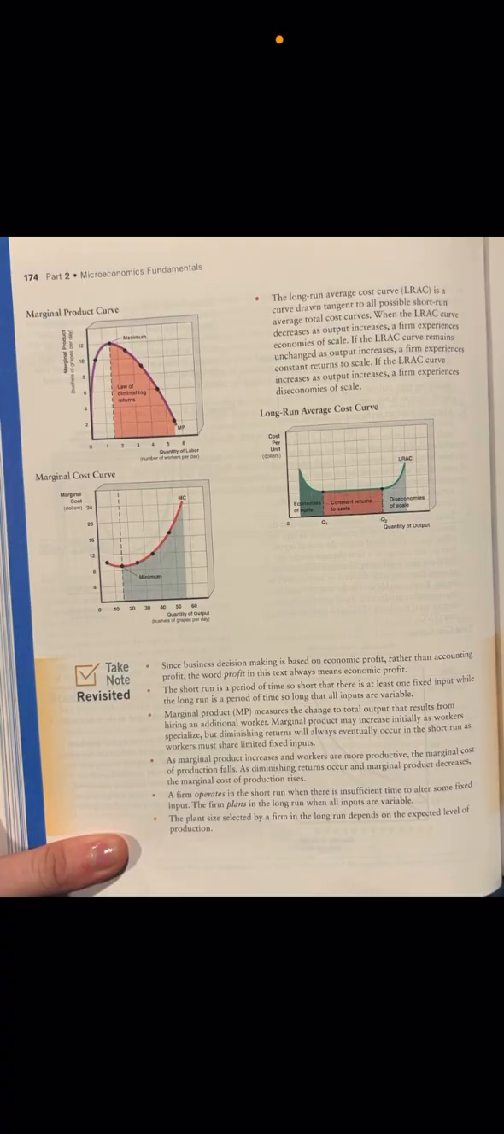A firm operates in the short run when there is insufficient time to alter some fixed input. The firm plans in the long run when all inputs are variable. The plant size selected by a firm in the long run depends on the expected level of production.